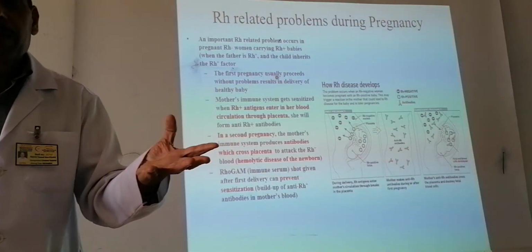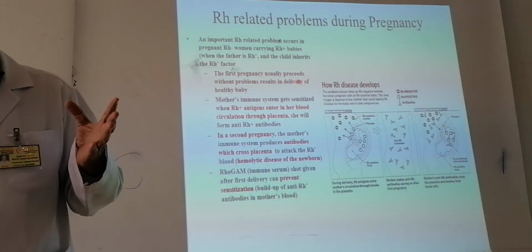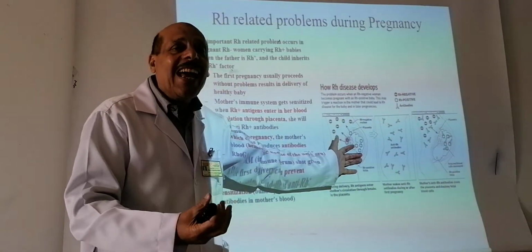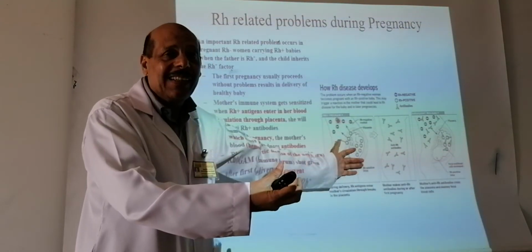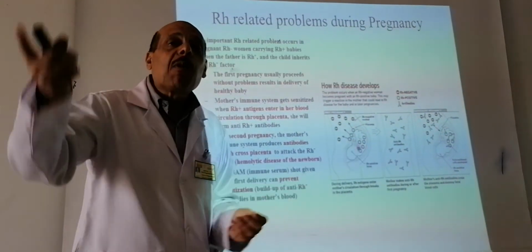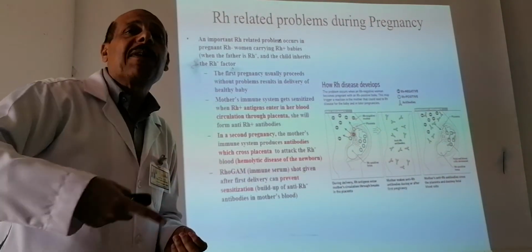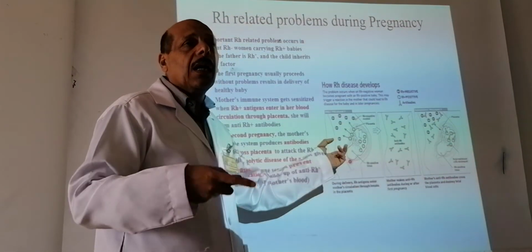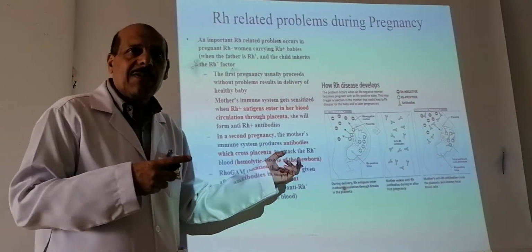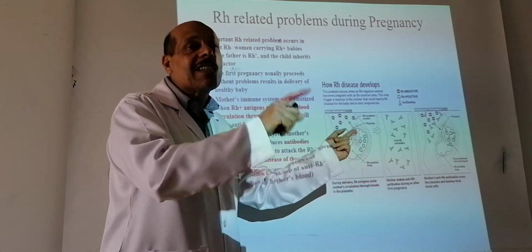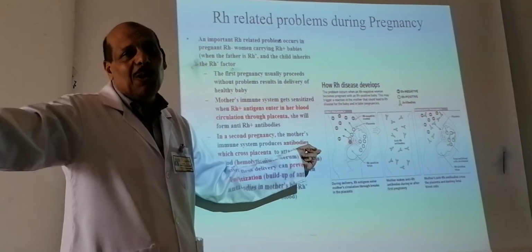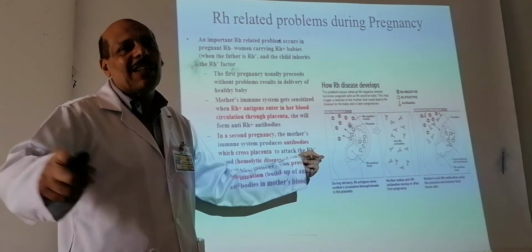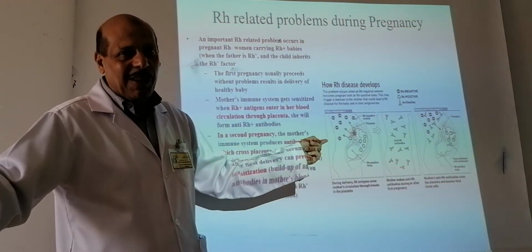So the first child will pass without any problem, because the mother still does not have the antibody in her blood. But the problem will come in the next pregnancy. If the second child's blood is also Rh positive, in this case, we know that the antibodies can be transmitted from the mother's blood to the embryo.